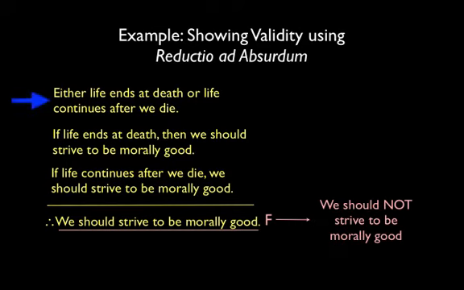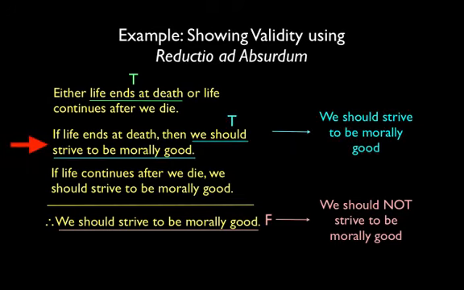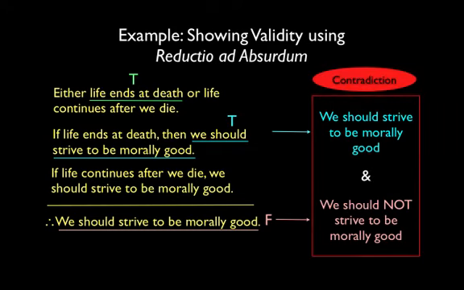Now consider the first premise. In order for the first premise to be true, either the statement "life ends at death" is true, or the statement "life continues after we die" is true. Suppose this first premise is true because it is true that life ends at death. Now, if it is true that life ends at death, then in order for the second premise to be true, it must be true that we should strive to be morally good. Yet, we have assumed that the statement "we should strive to be morally good" is false. And that's absurd because the statement "we should strive to be morally good" cannot be both true and false.